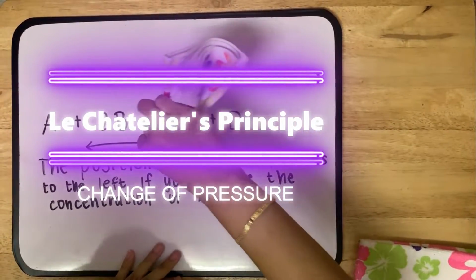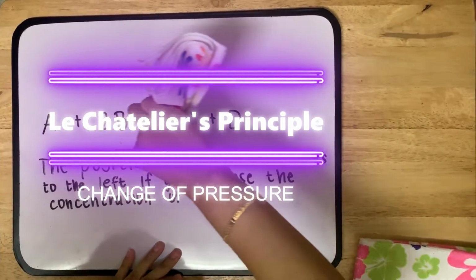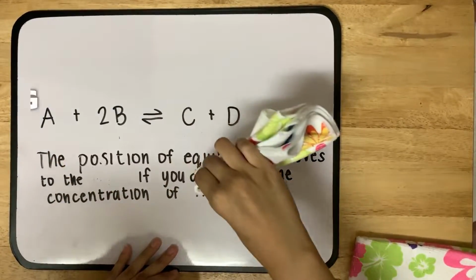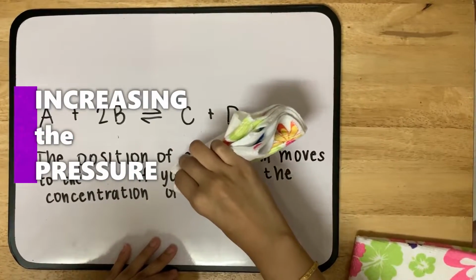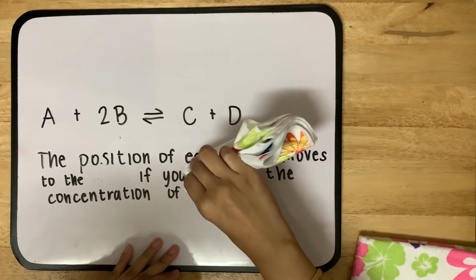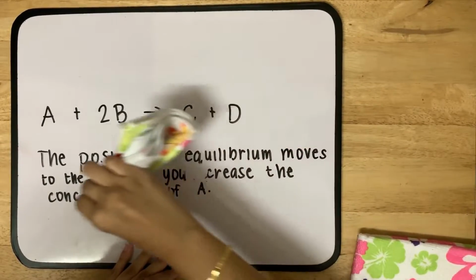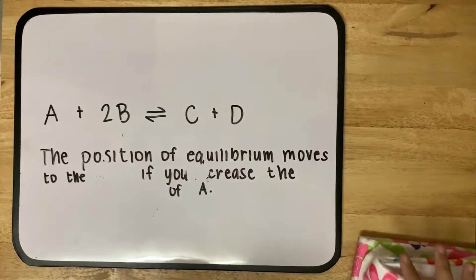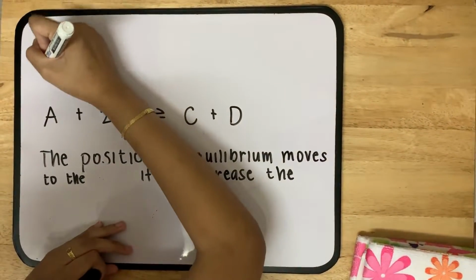Using Le Chatelier's principle with a change of pressure. What would happen if you change the conditions by increasing the pressure? According to Le Chatelier, the position of equilibrium will move in such a way as to counteract the change. That means that the position of equilibrium will move so that the pressure is reduced again.